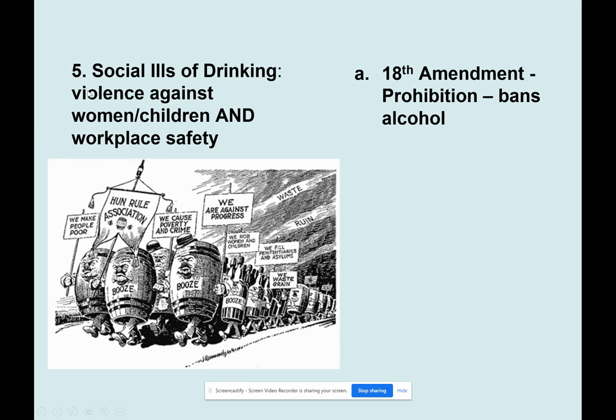Workplace safety is the other thing they're trying to do, right? If you're drunk while you're farming, okay, like it's not great, but that's not a huge problem. If you're drunk while you're working with factory equipment, you're going to lose an arm, right? So that becomes an issue, and they decide, okay, let's get rid of alcohol. So the 18th Amendment is going to do that.